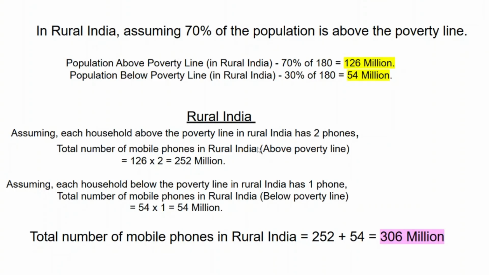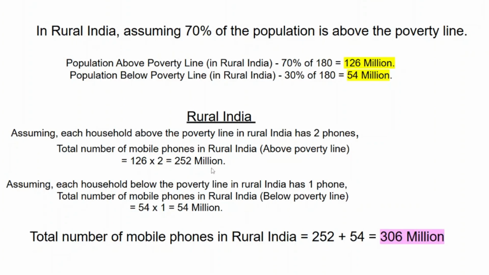Now we will calculate how many phones there are in both these categories. We'll multiply by the average number of phones people have in both these categories. Obviously we have assumed 5 members. So let's assume that people who are above the poverty line have two phones per household, right? So 126 times 2, where 126 million is the total number of households above the poverty line and 2 is the average number of phones per household, would give us the total number of phones, which is 252 million for the people who are above the poverty line in the rural area.